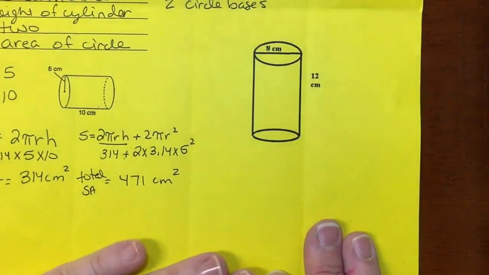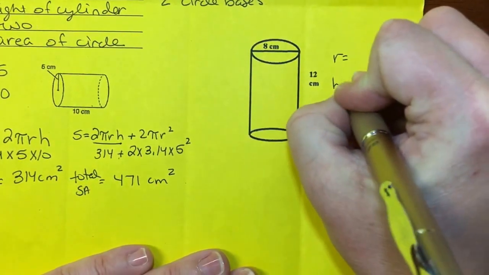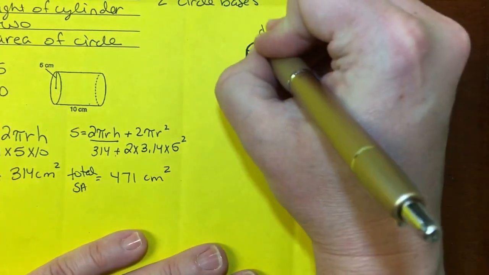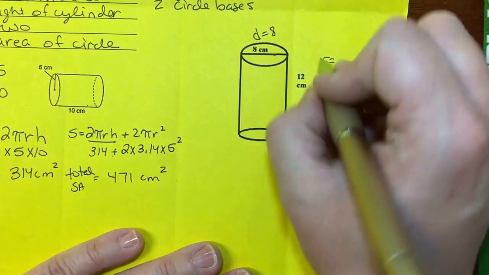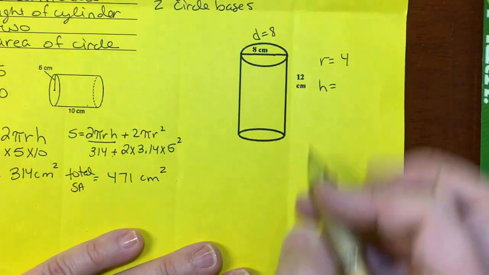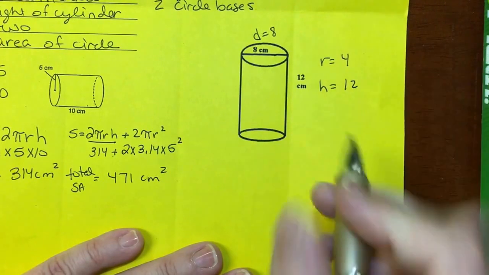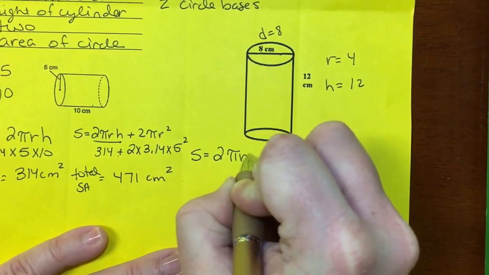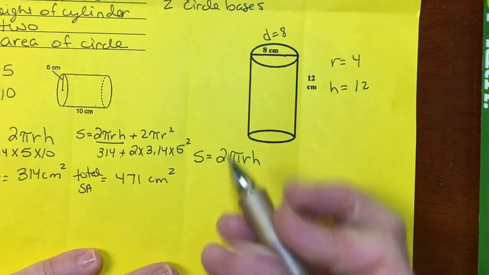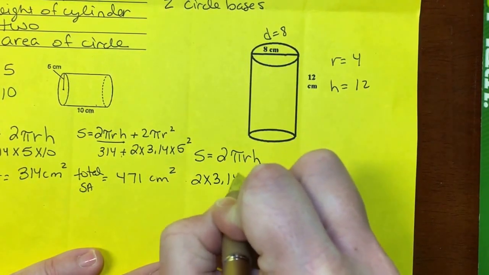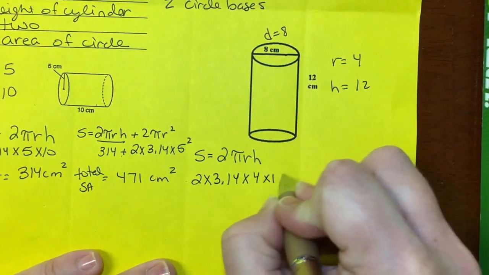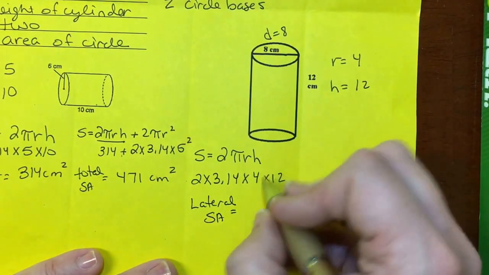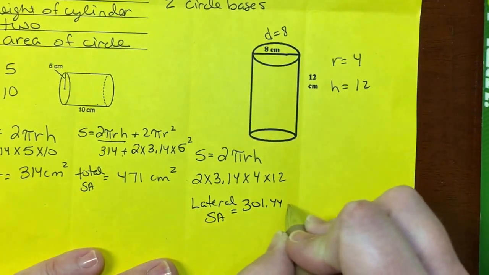So on our next example, again, the only thing we have to come up with is the radius and the height. Well, when it goes all the way across the circle, that's the diameter. So I have a diameter of 8, but I need the radius. So I just half that, have a radius of 4. Height connects the two circle bases, so it's 12. So for the lateral surface area, it's 2 pi r h. So I'm just going to plug in my values of 4 and 12. Put all of that in the calculator. And I'm going to have a lateral surface area of 301 and 44/100.